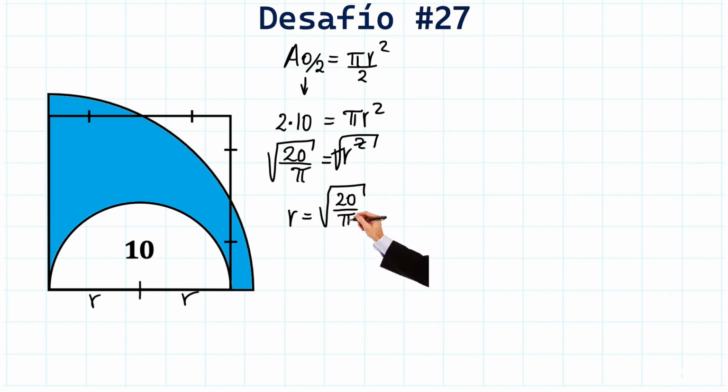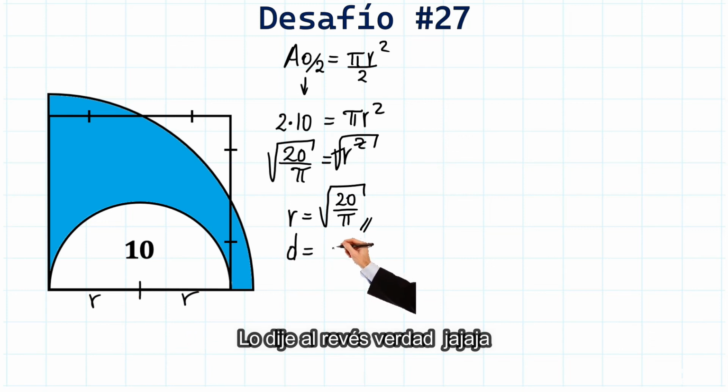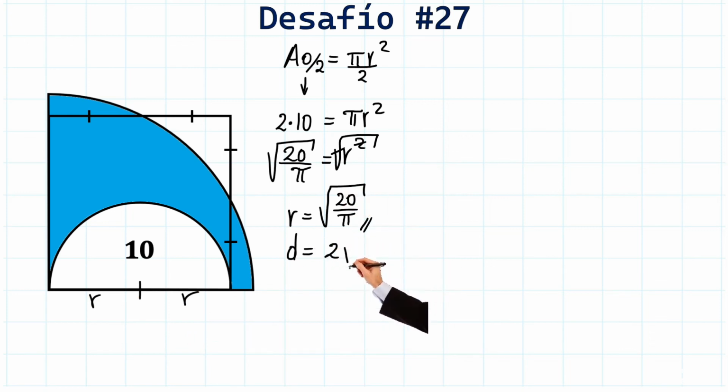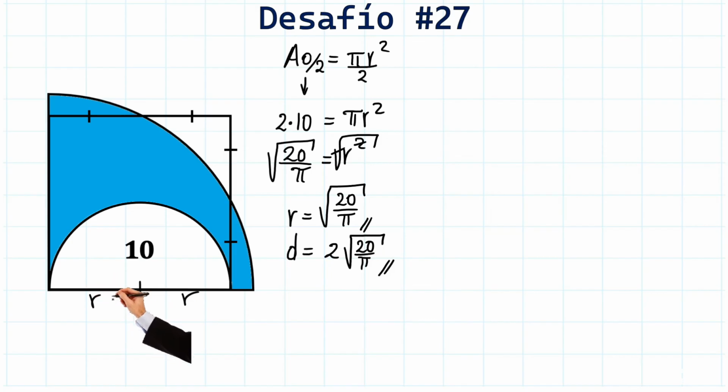Fascinating, we already have the radius here, and we can find out the diameter, because the diameter is twice the radius, and the radius is this here. So we have twice the square root of 20 over pi. Excellent, right? But notice that the diameter is the entire side of the square. That means the whole side measures 2 times the square root of 20 over pi.